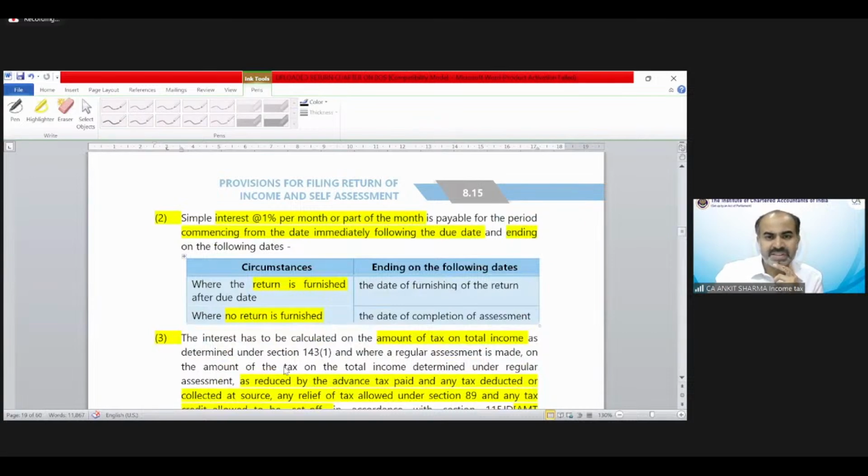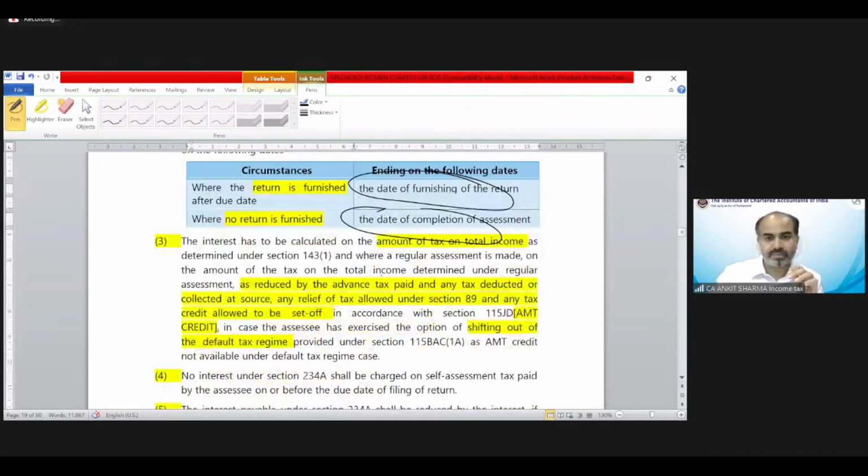So the provisions have been given over here. Simple interest of 1% per month is payable for the period commencing from the date immediately following the due date and ending on the following. If the return is filed, the last date would be the date of furnishing of return. And if the return has not been filed, the date of completion of assessment, as the case may be. The amount calculation has been given in point number 3: the amount of total tax on income reduced by advance tax, TDS, any relief under 89, 15 JD, that is AMT credit, etc. need to be deducted.